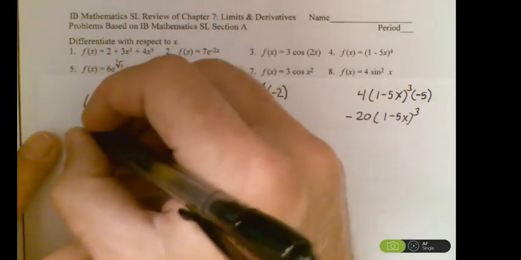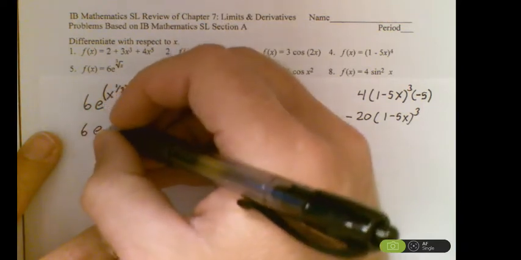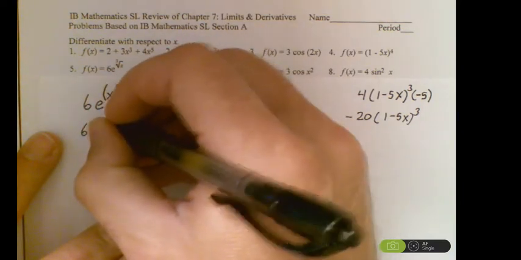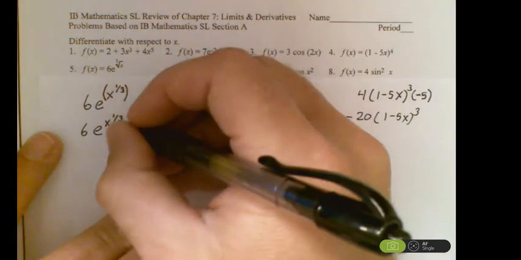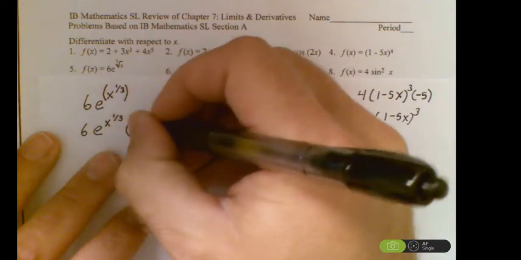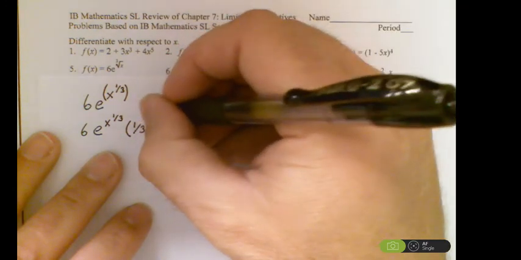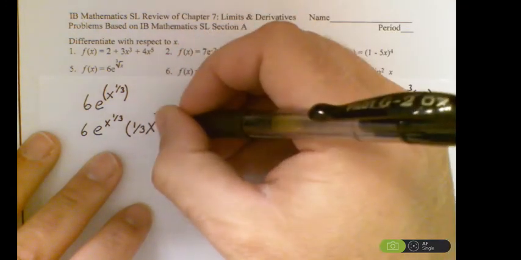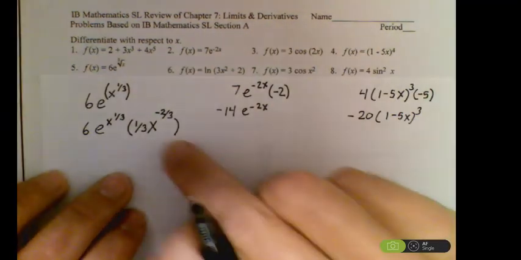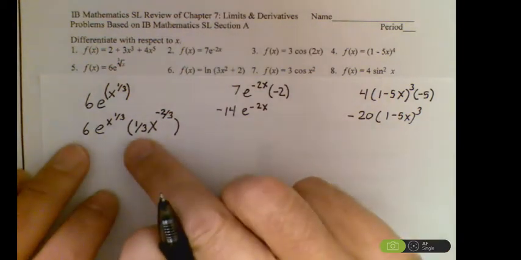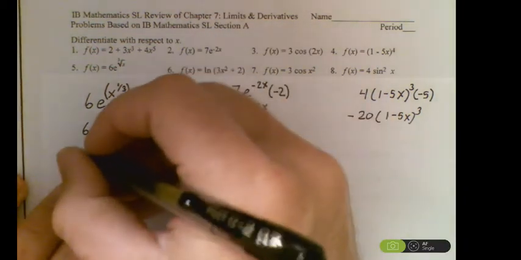So again, we know that in the derivative process, e to x to the 1/3 is still e to x to the 1/3. But then this is an interior function that I can also differentiate. So we then multiply by the derivative of that interior function, which would just become 1/3 x. Subtract 1 from the exponent, and it becomes negative 2/3. And so that's what we have to multiply by. Combine what you can. I can do 1/3 of 6, which is 2.